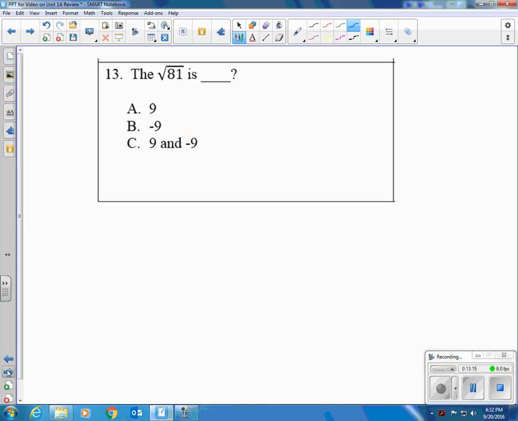The square root of 81 is, well, again, we just said a second ago that the square root of 81 is 9. But remember that whenever they're doing this, they're asking you, there can be two answers. It can be both the positive 9 and the negative 9, because a negative times a negative is a positive. So negative 9 times another negative 9 is going to give me a positive 81, in which case C is my correct answer for this one.